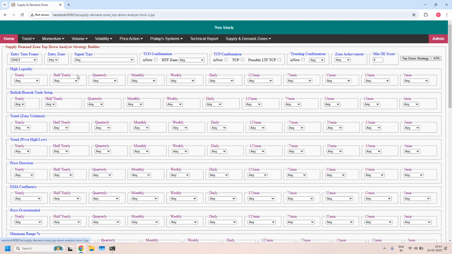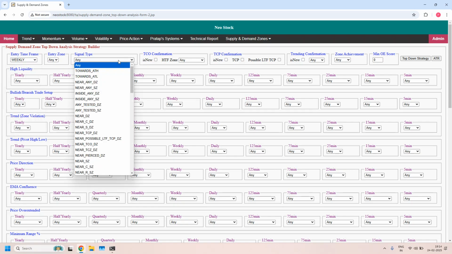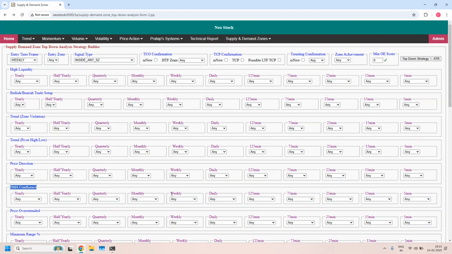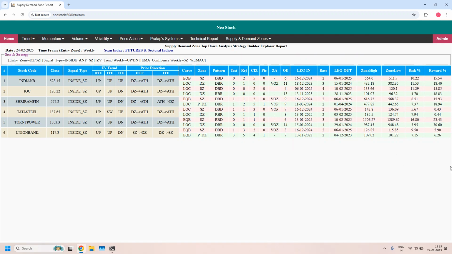Next, weekly time frame, price closed inside the weekly supply zone. We got 12 stocks. Out of these 12 weekly supply zones, how many are having weekly EMA confluence? Let us verify. Weekly supply zone having weekly EMA confluence. Trend on weekly is either up or down. With these filters, we got 6 stocks. These 6 weekly supply zones are having weekly EMA confluence, and also current price closed inside these weekly supply zones. So this is about the weekly time frame.